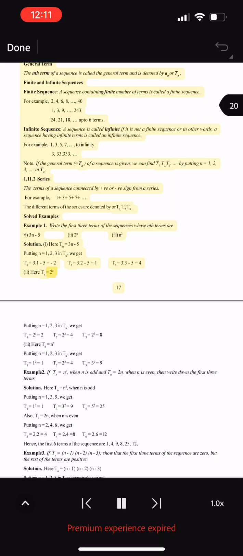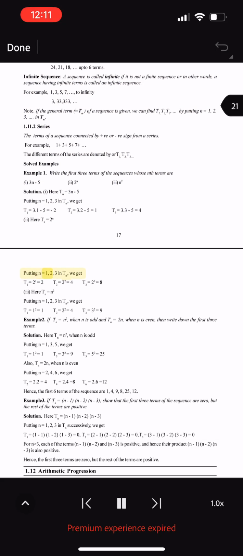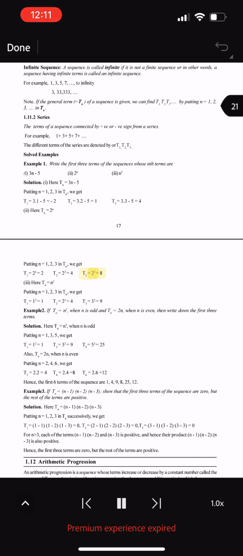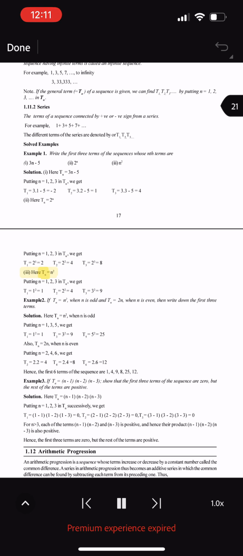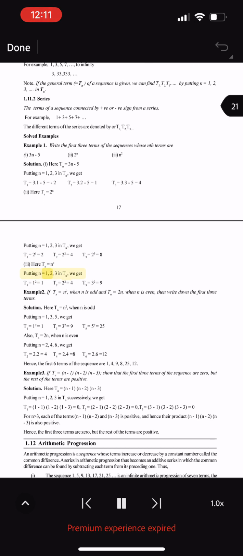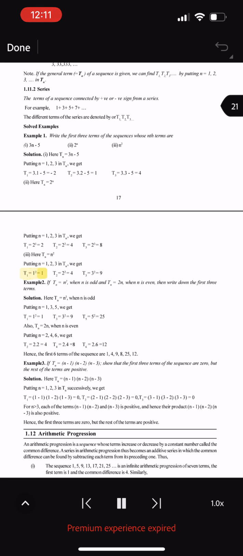2. Here tn equals 2 to the power n. Putting n equals 1, 2, 3 in tn, we get t1 equals 2 to the power 1 equals 2, t2 equals 2 squared equals 4, t3 equals 2 cubed equals 8. 3. Here tn equals n squared. Putting n equals 1, 2, 3 in tn, we get t1 equals 1 squared equals 1, t2 equals 2 squared equals 4, t3 equals 3 squared equals 9.